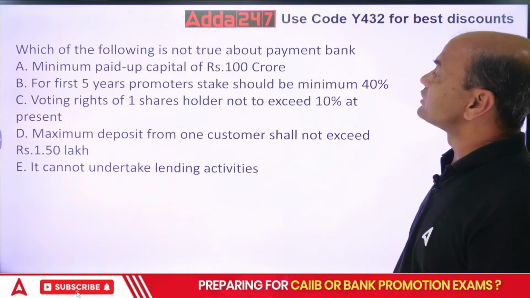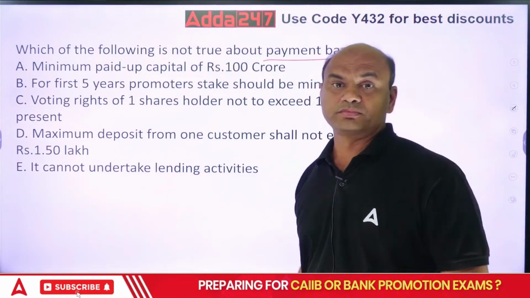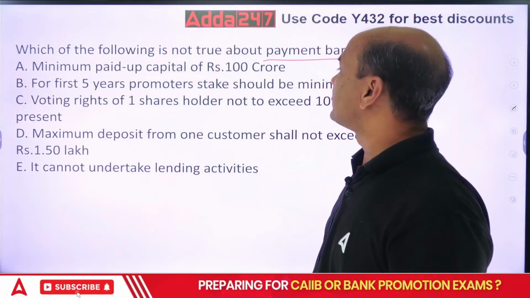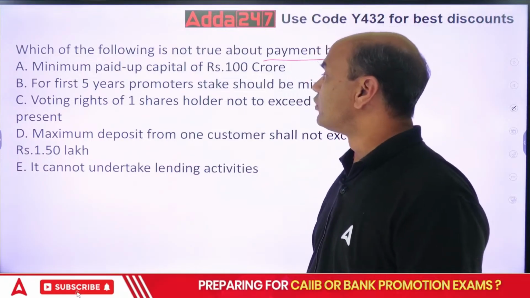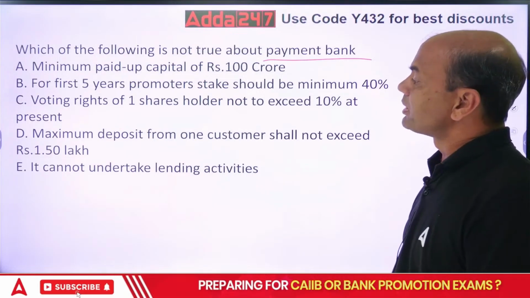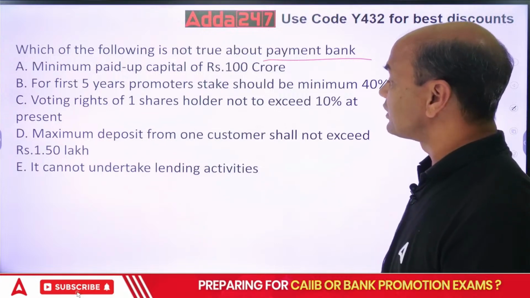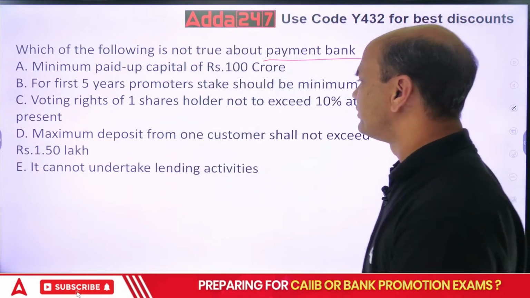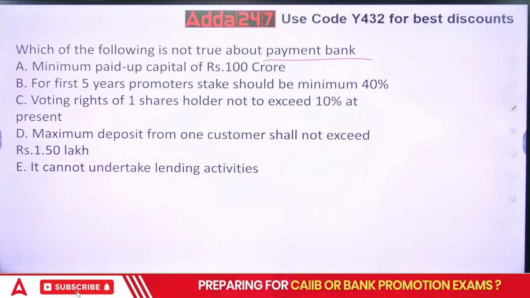Which of the following is not true about payment bank? Payment bank, very important term. Minimum paid up capital is 100 crores. For first 5 years, promoter stake should be 40%. Voting right of one shareholder not to exceed 10% at present. Maximum deposit from one customer shall not exceed 1.5 lakh. It cannot undertake lending business activities. Very simple answer over here. How many of you can answer this?